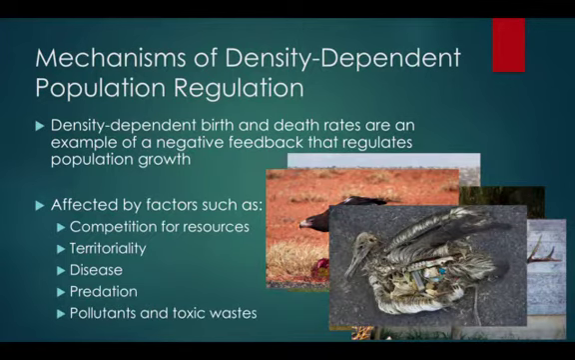And then pollutants and toxic wastes can also regulate population densities. So pollutants can negatively affect these populations and decrease the density. And this is more of an unnatural type of regulation.